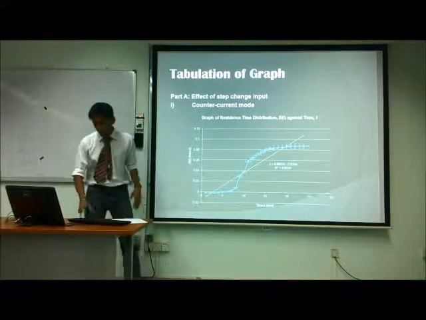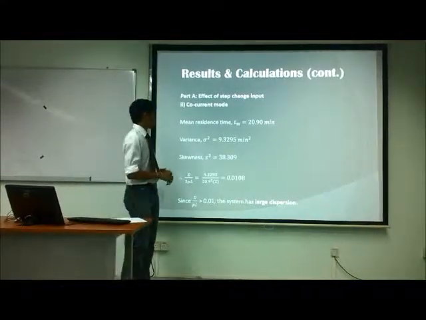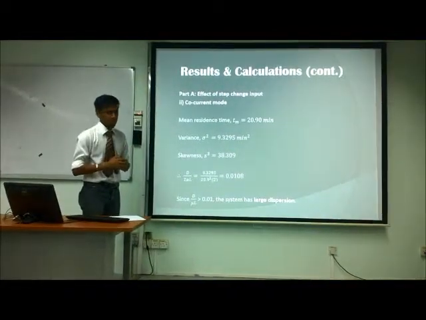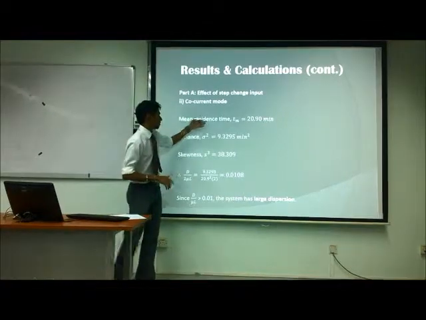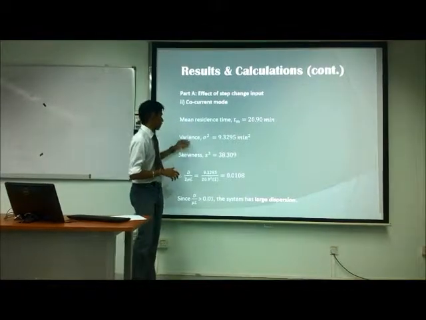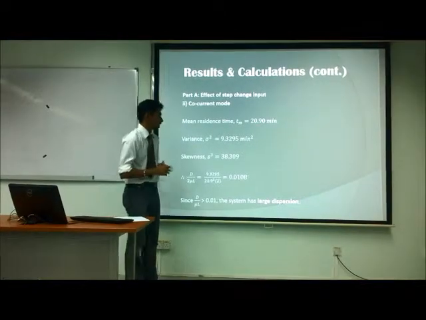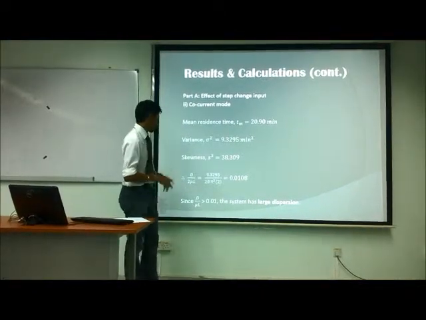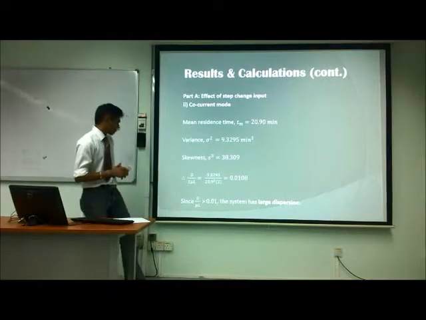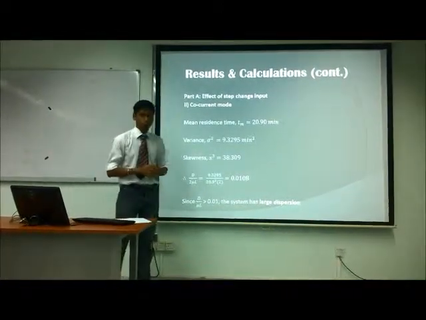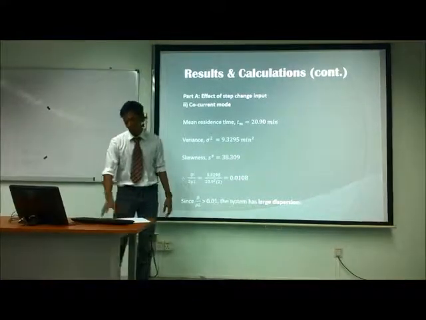So next, I would like to go to the co-current mode, and here are the calculations and results that we obtained. The calculation method has already been mentioned by my teammate just now. The mean residence time, we got 20.90 minutes. For variance, we obtained 9.3295 minutes squared. Skewness, we had 38.309. And here, our dispersion was 0.0108. Since our dispersion is still more than 0.01, the system has a larger dispersion.